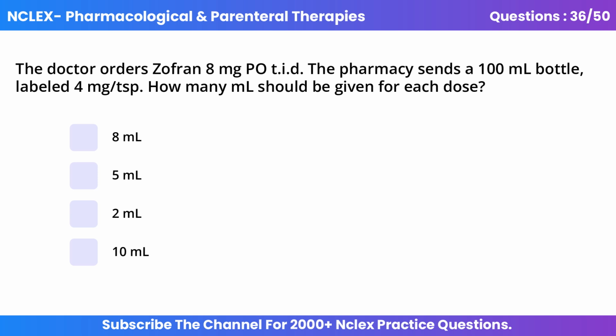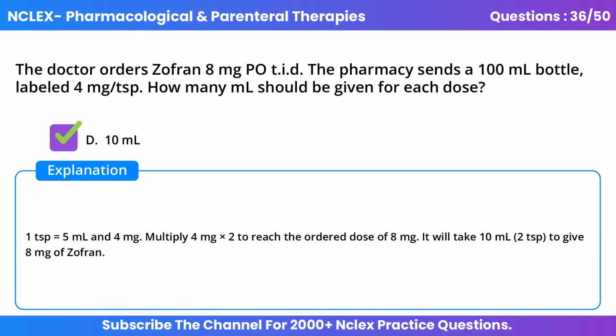Question 36. The doctor orders Zofran 8 mg PO TID. The pharmacy sends a 100 ml bottle, labeled 4 mg per teaspoon. How many ml should be given for each dose? D. 10 milliliters.